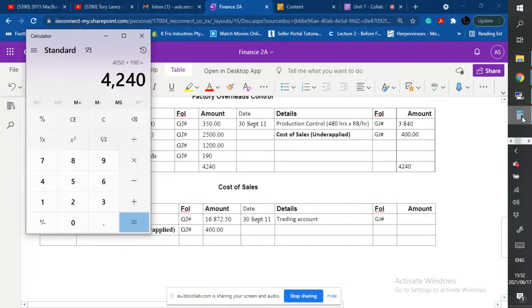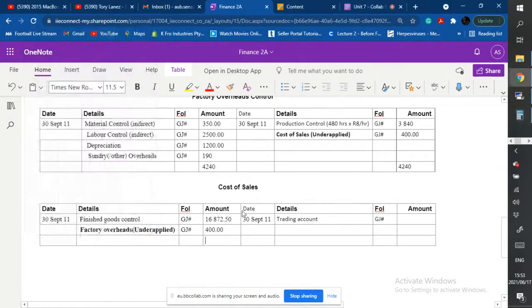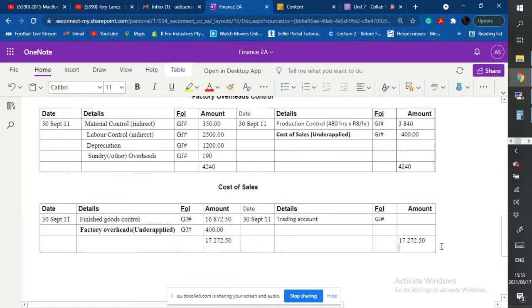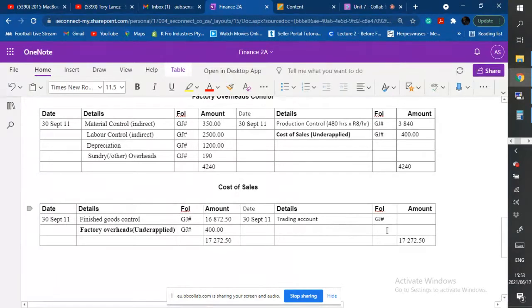What does that come to? Actually, in the book, it totaled it for us, so we didn't need to calculate that. So 17,272.50. Okay, and then obviously this gets posted. Remember, we are at year end. We close the cost of sales account to the trading account. So that's what we are doing by making this entry on the credit side to bring it to 0. Okay, so that's your 7.5.